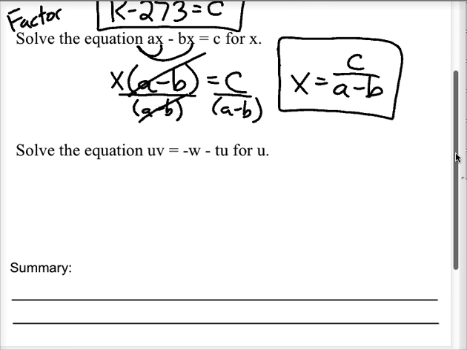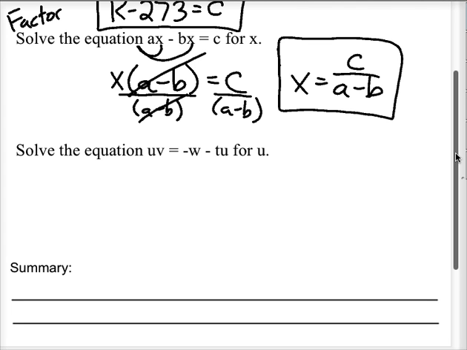So let's practice this one. UV equals negative W minus TU, and we're solving it for U. Now this is another example where the U represents itself twice in the equation. But this time notice it's not in the same side of the equation. So that's a little bit of a problem for us. We need those U's together in order to factor them out, right?